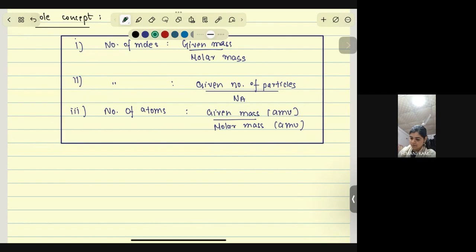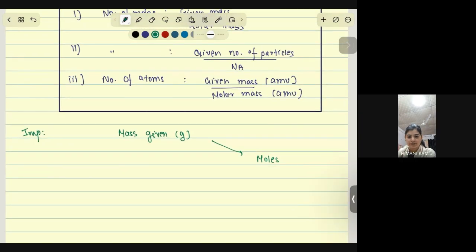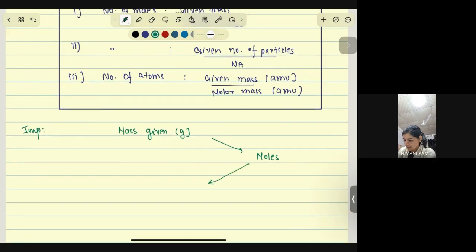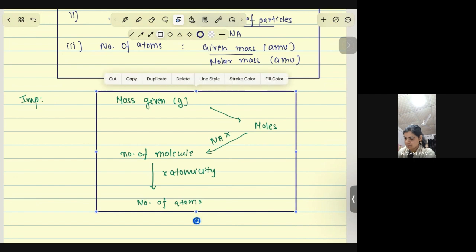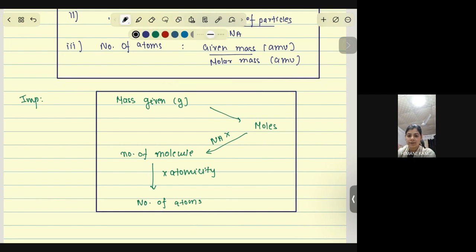So from here we can say that it is very important. Remember this. If mass is given in grams, then we can find the moles, using the first formula. If moles are given, then we can find the number of molecules by multiplying it with Avogadro number. And if we are able to calculate the number of molecules, then if we multiply it with atomicity, we will be able to get the number of atoms. It is very important. It's kind of a short trick.